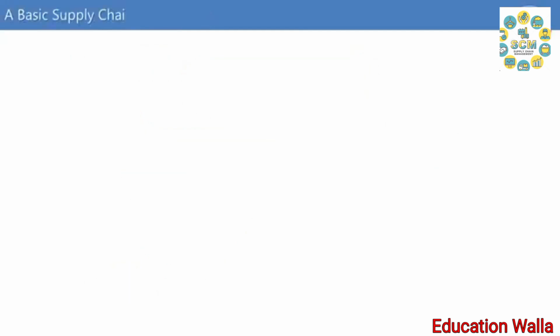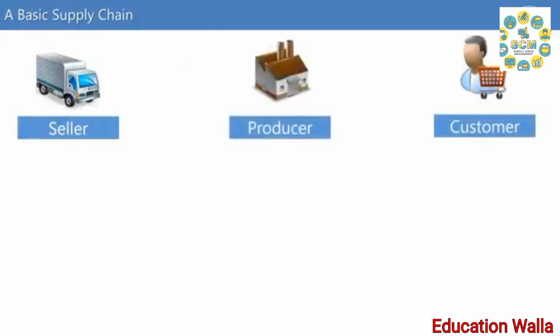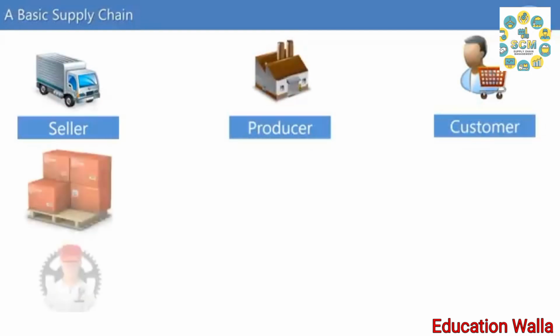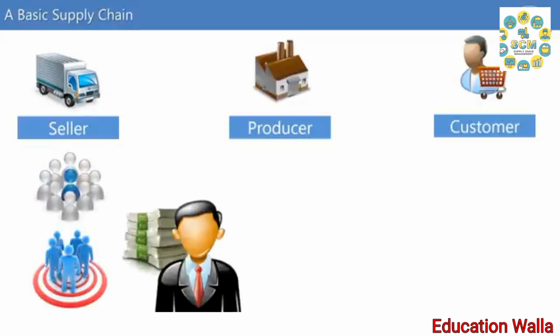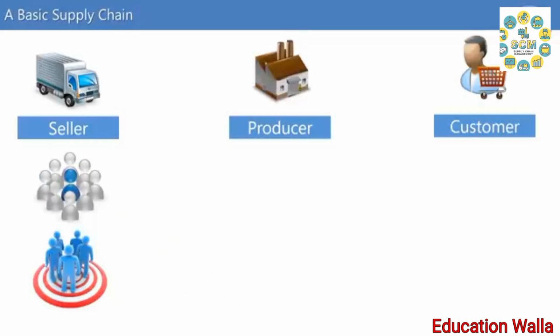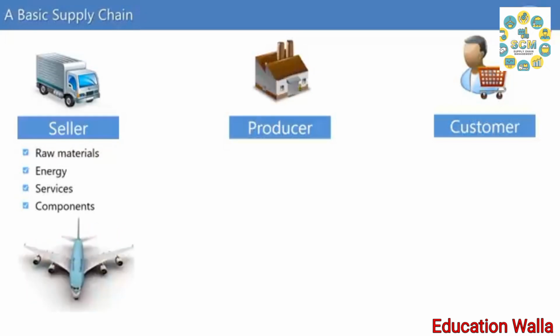A basic supply chain in this figure is made up of these entities. Seller is a supplier who provides goods and services, or a person or organization with whom the buyer does business. Their generic term in the marketplace is seller. Supplier provides materials, energy, services, or components for a product or service, such as plastic, fabric, electric wiring, or aircraft.